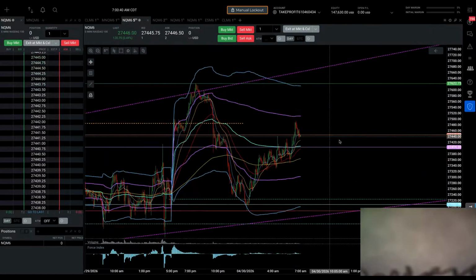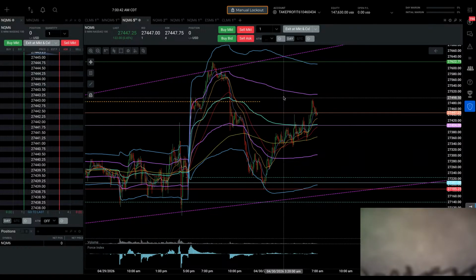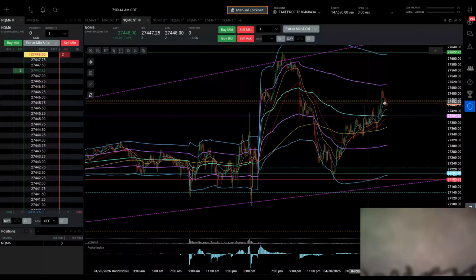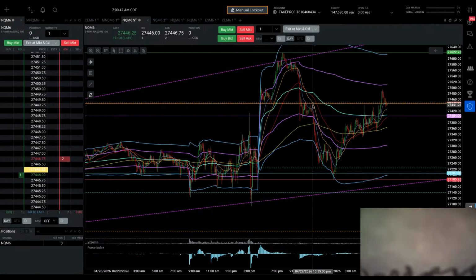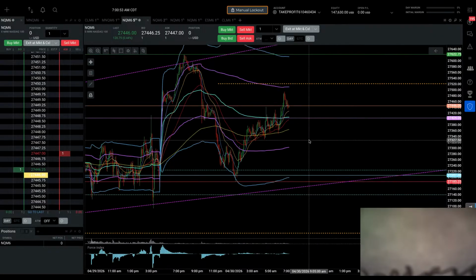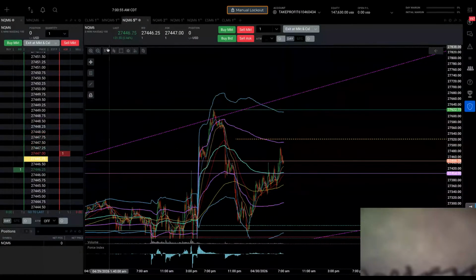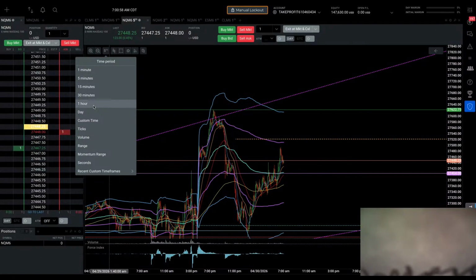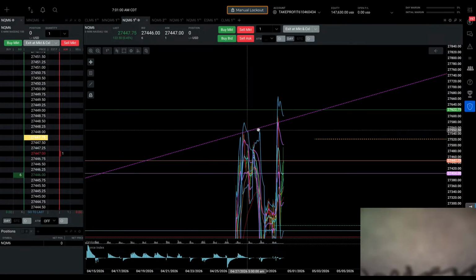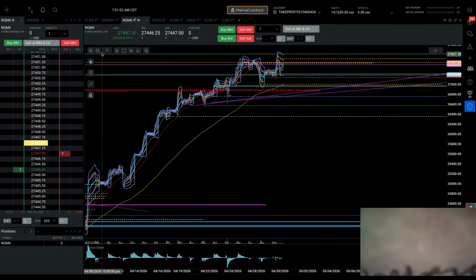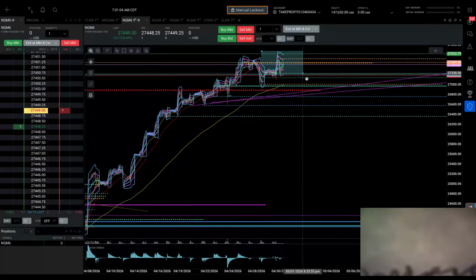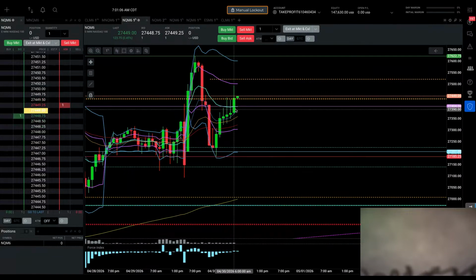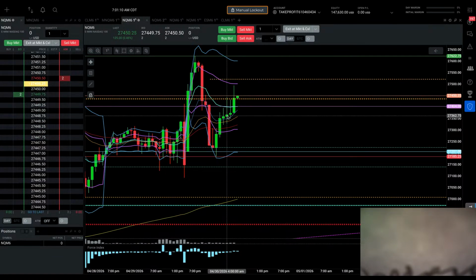Now we are going to map out our 6 o'clock candle today and our 4 a.m. So let's do that. Go to the hourly. Let's get this mapped out here. So we have our 4 a.m. right here.